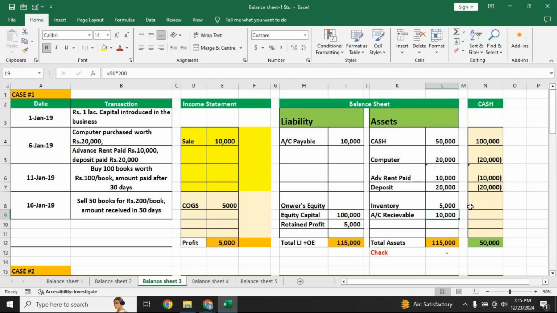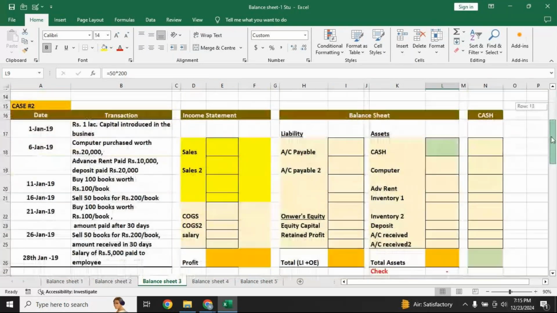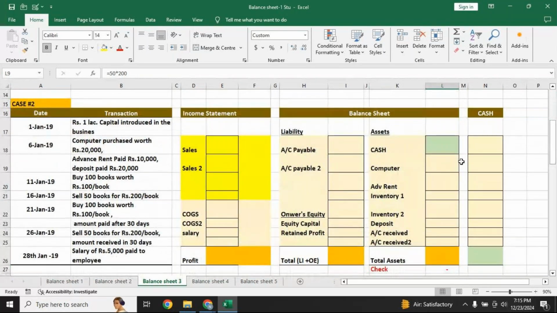Priyanka Santra. Guys, if you have solved the first case and understood, try solving the next one. So here it is. Try solving this.